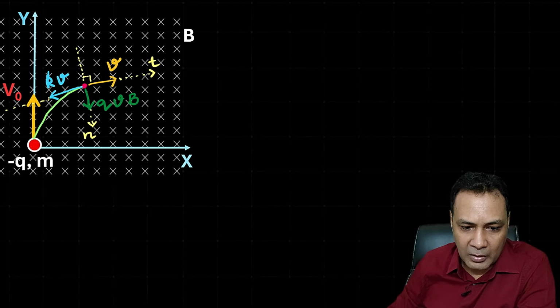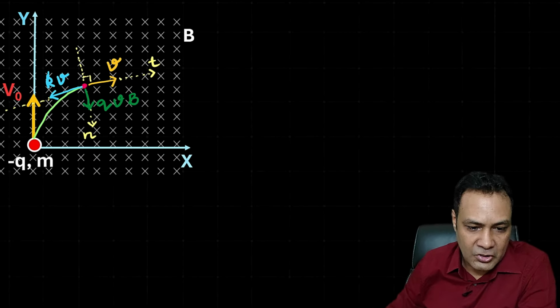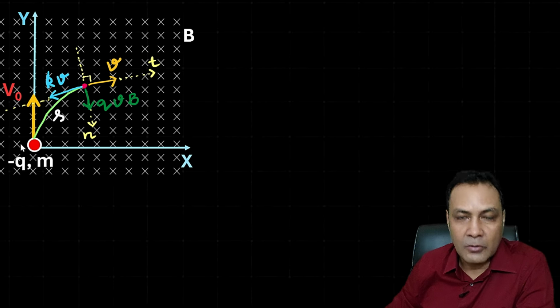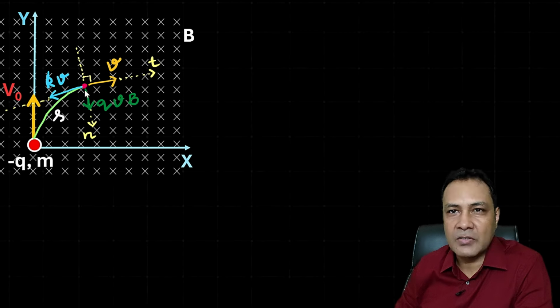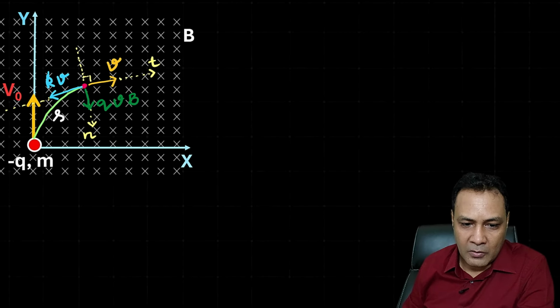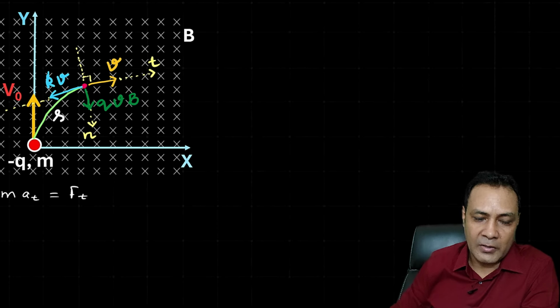So I am going to write the equation of motion along the tangential direction, and this is the moment t is equal to 0, and here is the moment at time t. From 0 to time t the particle has travelled, say, a distance s. S is the length along the path. So we are applying m aT is equal to FT. aT is the tangential acceleration and FT is the force along the tangential direction.